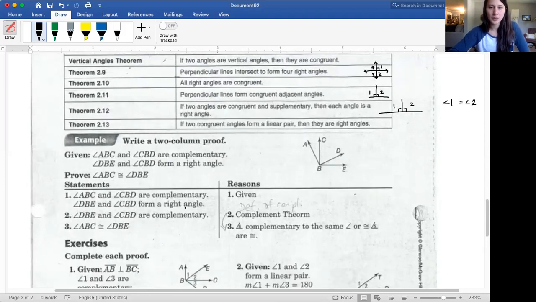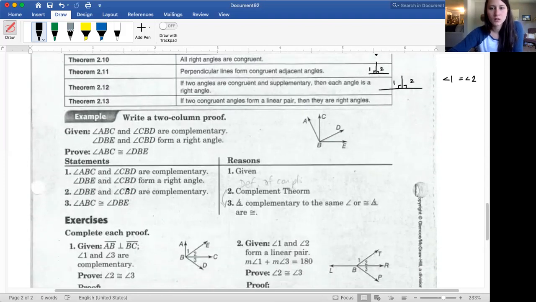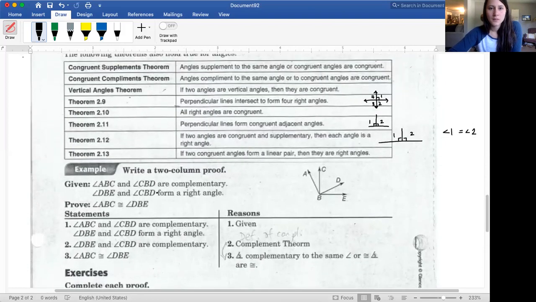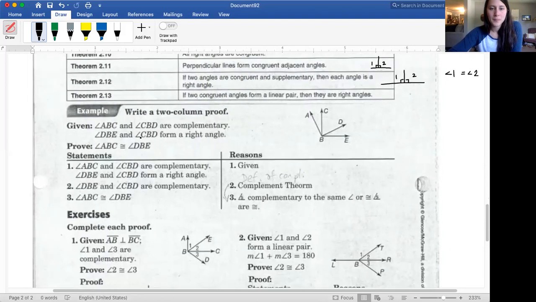Let's take a look at this example here. We'll just read through what they have. It says angle ABC and CBD are complementary. So if I look at this, I might mark ABC and CBD. These two are complementary. They add up to be 90 degrees. Then it says DBE and CBD. So DBE here and CBD, these two are complementary.